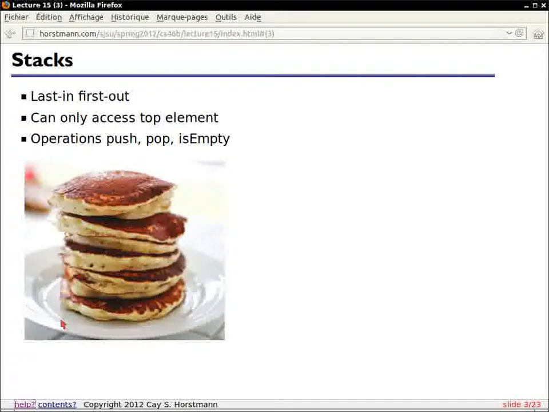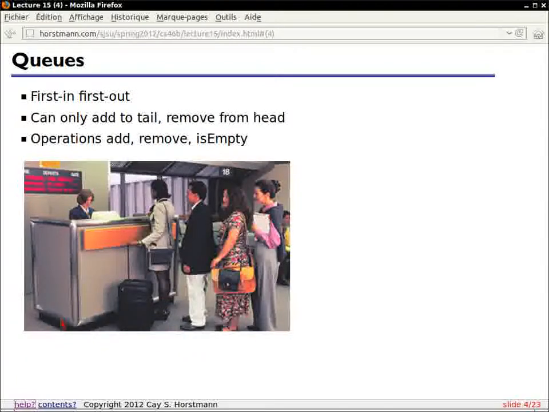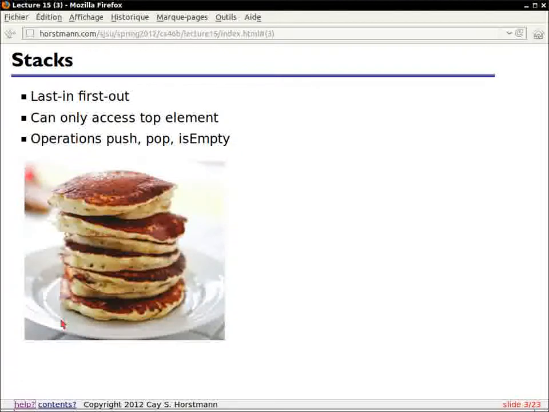So you have these operations: push, pop, and isEmpty, and that's really all the operations that you have on a stack. A queue is the opposite. It's first in, first out. So the thing to keep in mind is the queue of customers. You stand in line. Adding happens at the end. Removing happens at the beginning. Unlike the stack, where adding happens at the top and removing happens at the top.